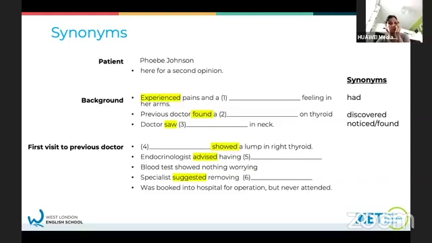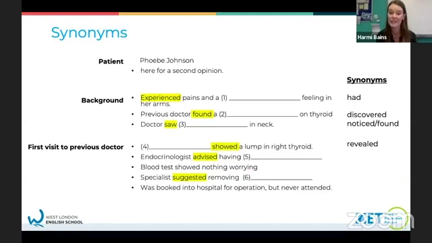Okay. So on the first visit to the previous doctor, something showed a lump in the right thyroid. What could you think for showed as a synonym? Found? Revealed is something that could work. I think the answer to number 4 would probably be some kind of exam. I don't know the answer, but something showed a lump. So maybe a CT scan revealed a lump.